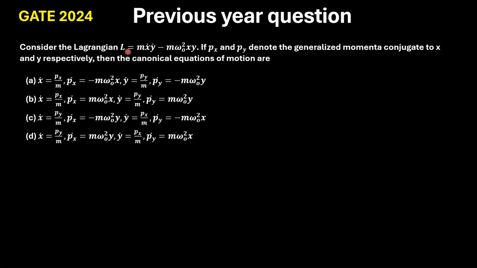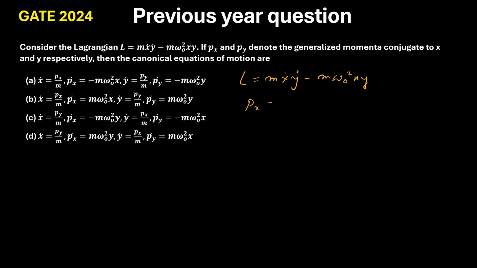In this question, we are given the Lagrangian and Px, Py are the generalized momenta, and we have to find a canonical equation of motion. So first, let us write the Lagrangian. The Lagrangian is m x dot y dot minus m omega naught square xy. So from this Lagrangian, we can find the generalized momenta.